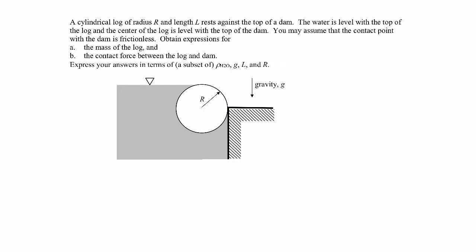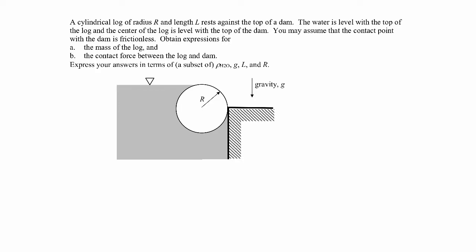And we can assume that the contact point with the dam is frictionless, so here the only force we'll have is a normal force acting to the left. What we're asked to do is find expressions for the mass of the log and the contact force between the log and the dam, so the force right here. And we're asked to express our answers in terms of a subset of these parameters.